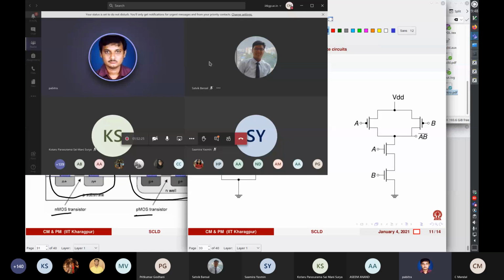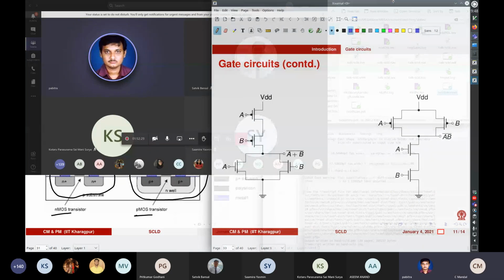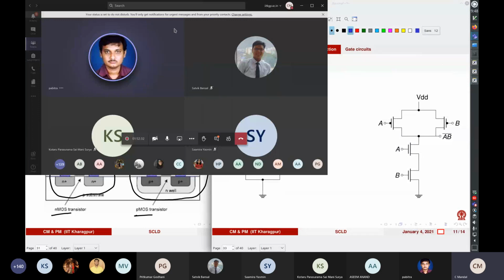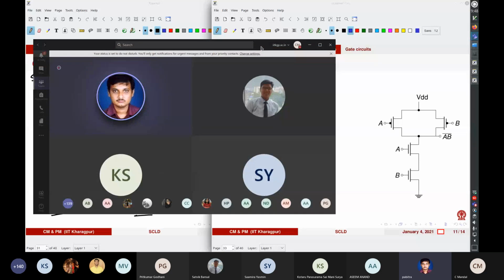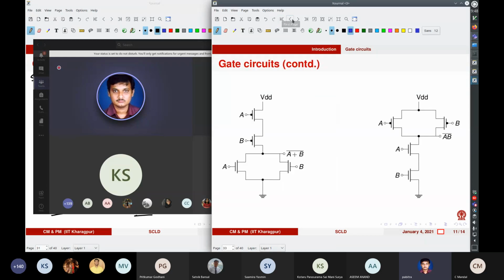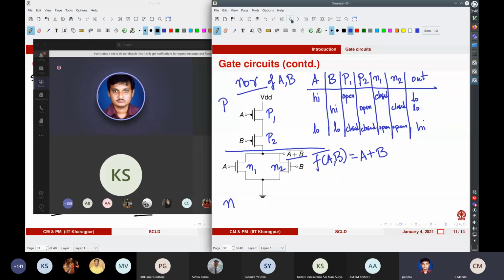I think the circuit is getting obstructed. Can you check? I think the required circuit is shown. Yes, the required circuit is shown. So you just draw this circuit, and then you make the operating table. You understand what the operating table is? It will be, for each value of A and B, high and low, what is the output? This kind of table. Exactly. This is the operating table.